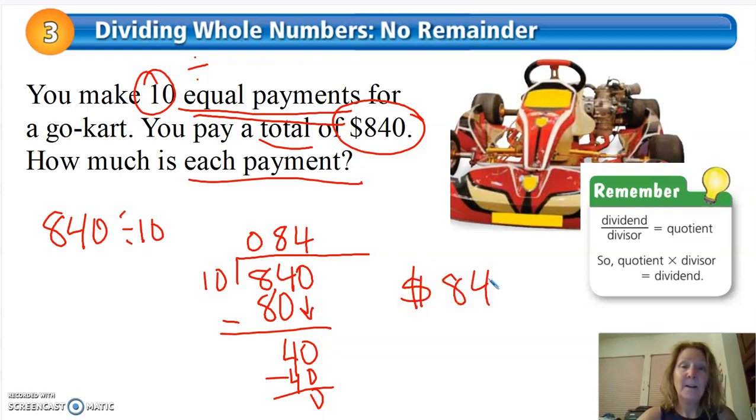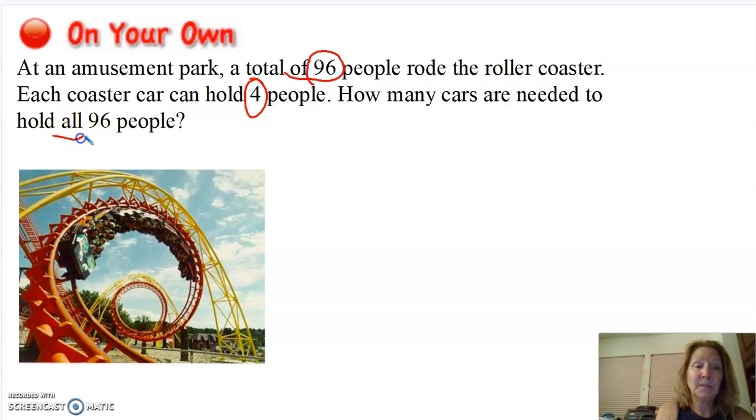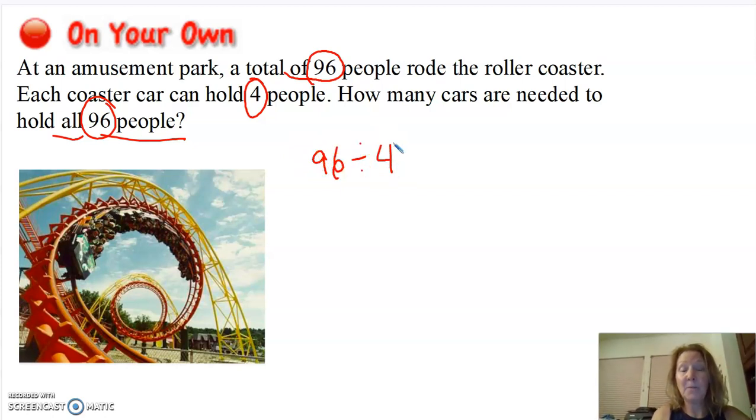All right, last OYO, an amusement park. There's a total of 96 people that ride a roller coaster. Each coaster car can hold 4 people. How many cars are needed to hold all 96 people? I'm going to underline all 96 and circle the people. So I'm picturing a whole group of people, and I'm chunking it into groups of 4 because 4 people are in a car. That tells me that it's 96 divided evenly by 4.